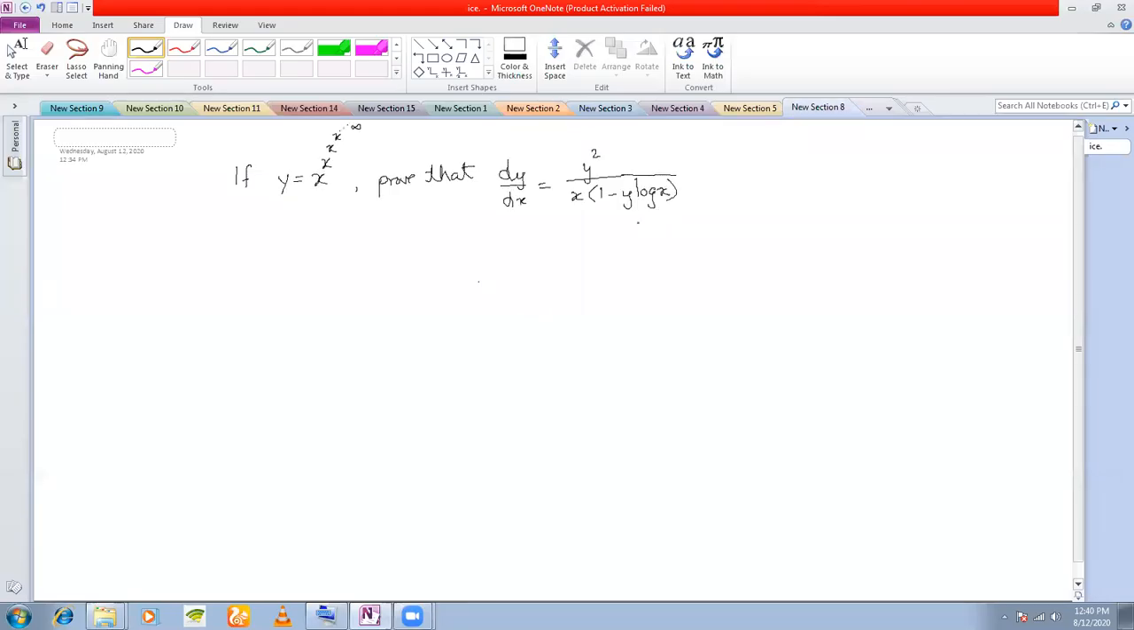The question is: if y is equal to x to the power of x to the power of x, and this continues till infinity, then prove that dy/dx is equal to this. Now what you have to see here is that if y is equal to x to the power of x, which is again raised to the power of x, which is again raised to the power of x, and this continues till infinity, then if I exclude only this one x here at the base, this entire thing is y. Do you agree or not?